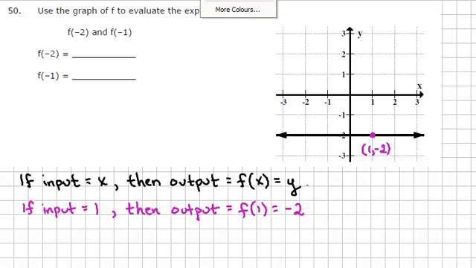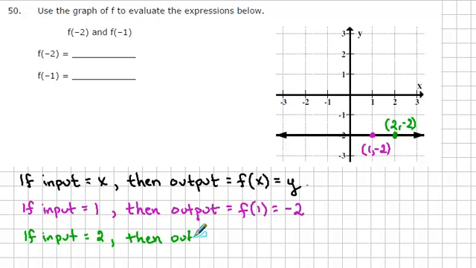Let's try another one. The point (2, negative 2) is on the graph of the function. The x value of this point is 2. So if the input is equal to 2, then the output is equal to f of 2, and the y value that corresponds with an input of 2 is negative 2, so f of 2 is equal to negative 2.